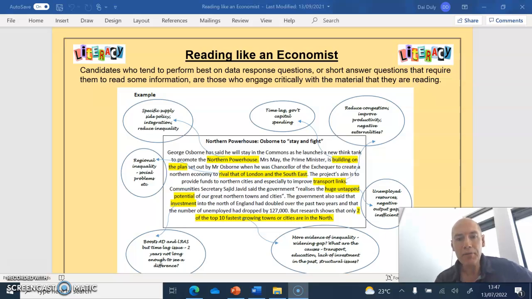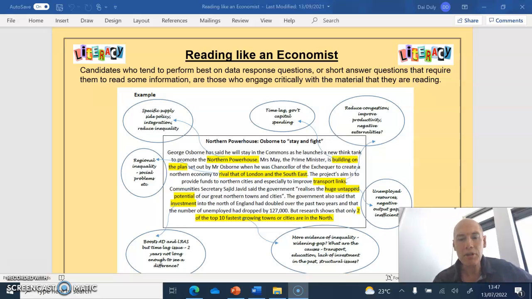Now, this is something that students find quite difficult usually. They like to copy information, whether that's data, whether that's tables, whether that's graphics and charts and so on. And by doing that, they're not maximizing those marks.